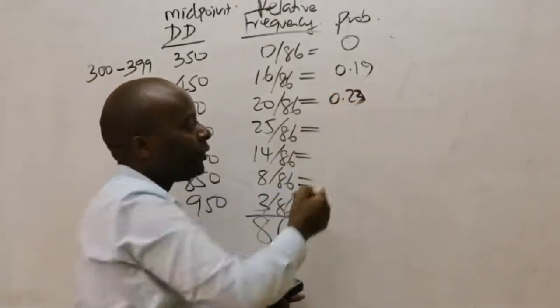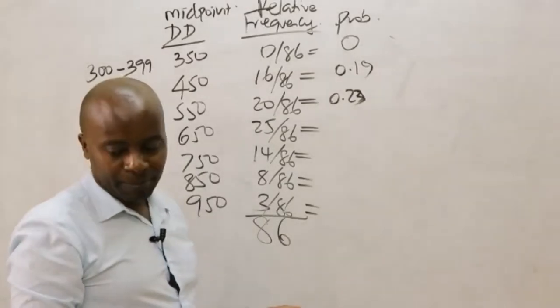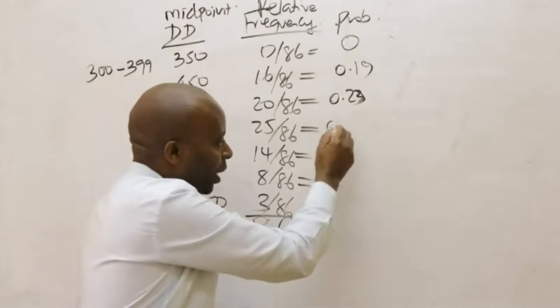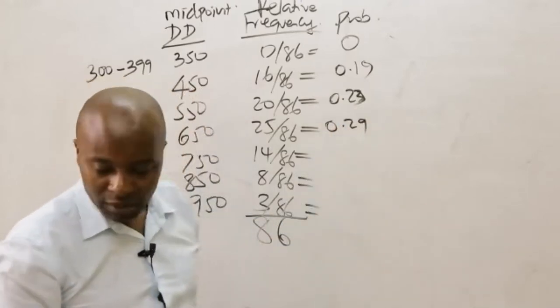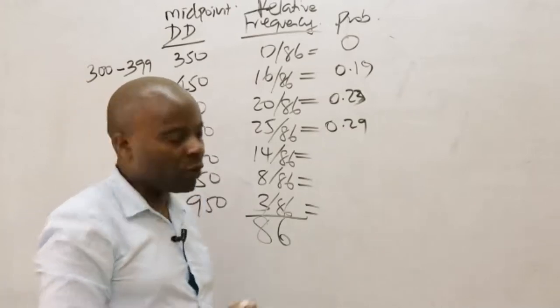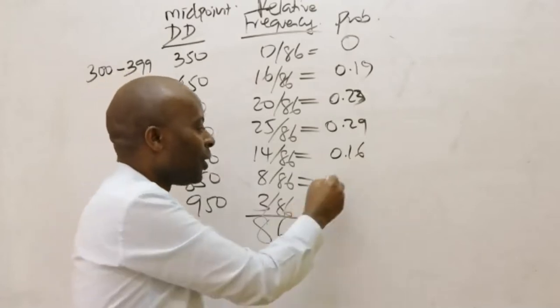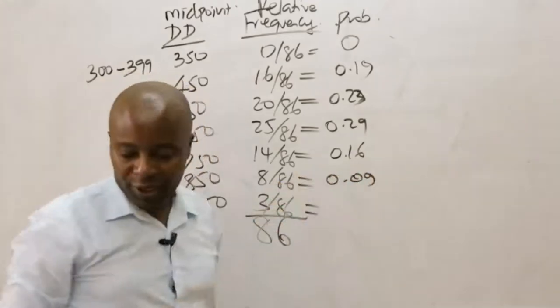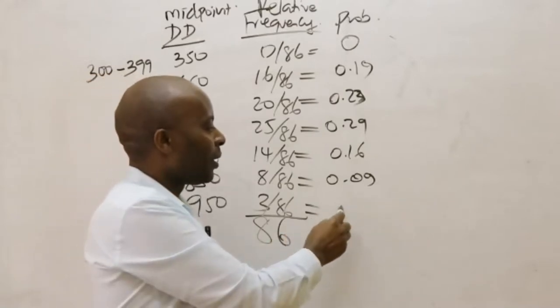Oh, they already have the figures. The next one is 0.29. Thank you very much. The third last, 0.16. Thank you very much. And then 0.09. Lastly, what do we have here? Somebody? 0.03.